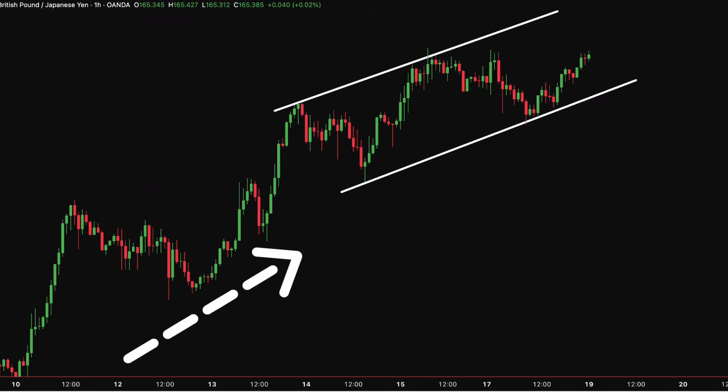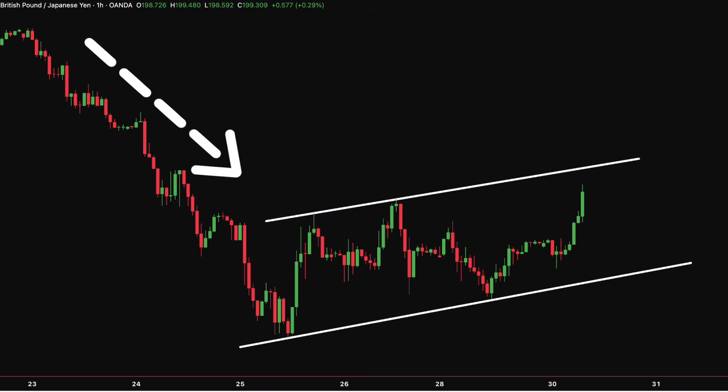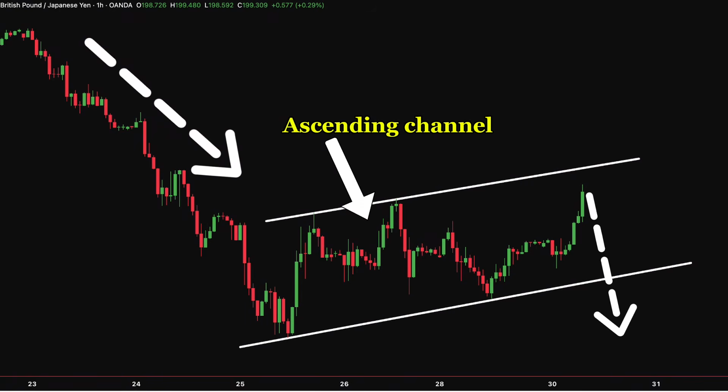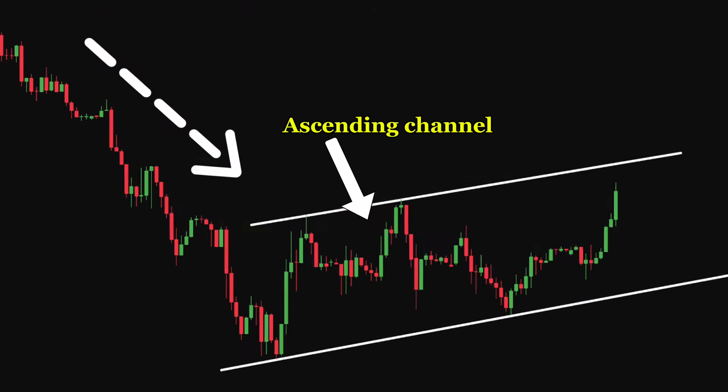In a bullish scenario, the market is already in an uptrend and the ascending channel is just a continuation, a consolidation before price pushes higher. In a bearish scenario, the pattern forms during a counter-trend rally inside a larger downtrend, and a breakdown below the channel often signals the continuation of the bearish move.